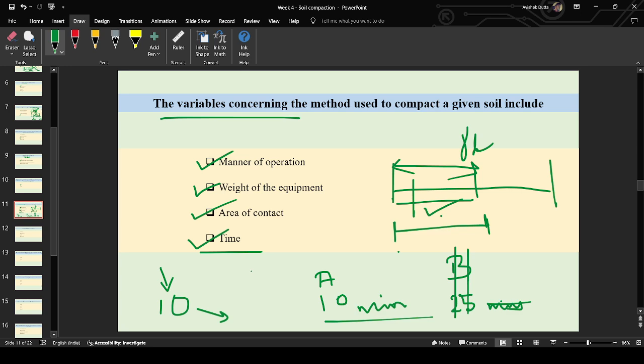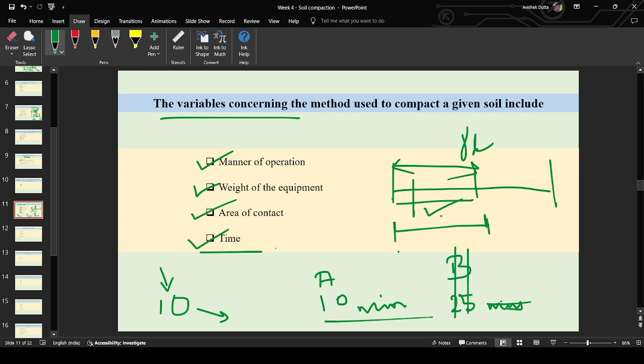This question is with respect to that amount of time required for compacting one layer of soil in the laboratory. I'm not talking about time in the context of the more we increase the time, the more compacted the soil will be. No, not that. We need a certain amount of time with a certain number of blows to compact a layer. That is what I'm asking over here.